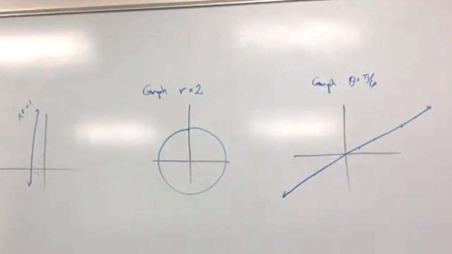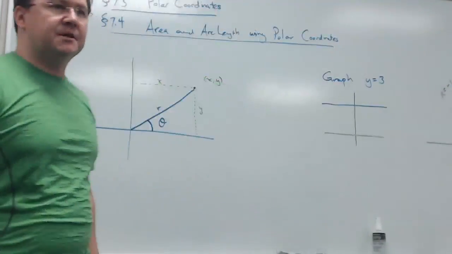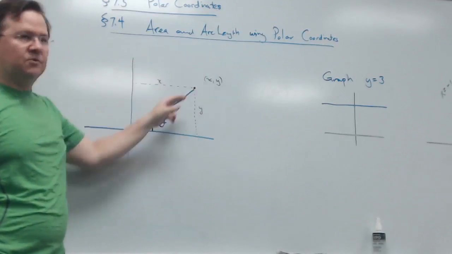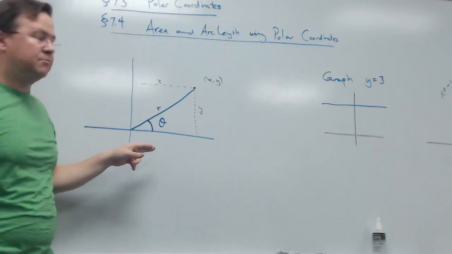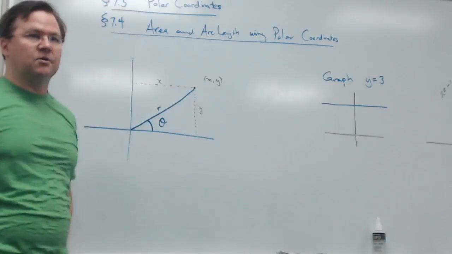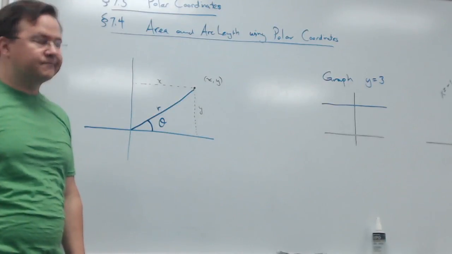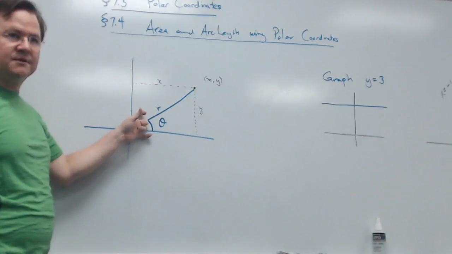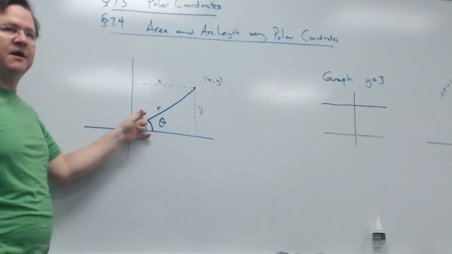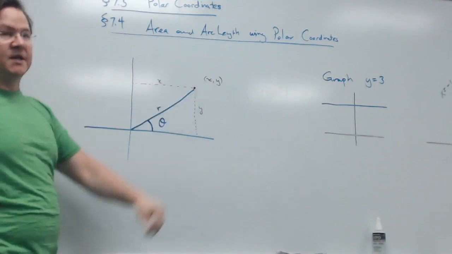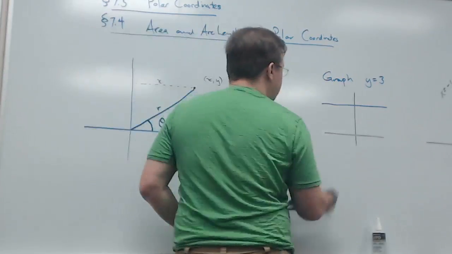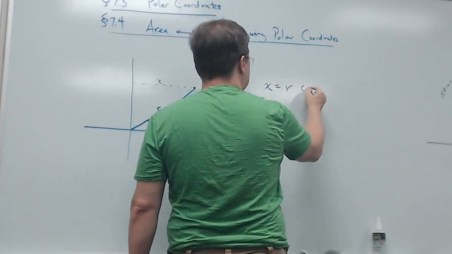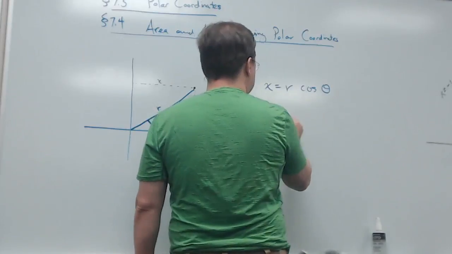Some of the skills that we talked about in trigonometry that you want to have at your fingertips here: if I give you a point in rectangular coordinates, can you tell me what the point is in polar coordinates? And vice versa, if I give it to you in polar coordinates, can you give me the point in rectangular coordinates? One way is easier than the other. If I give it to you in polar coordinates, it's pretty easy to find the rectangular coordinates. In general, x equals r cosine theta, and y equals r sine theta.